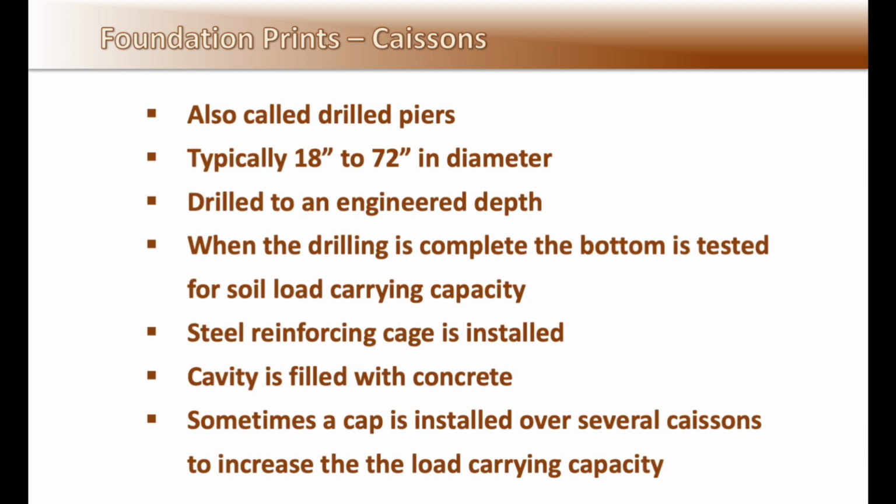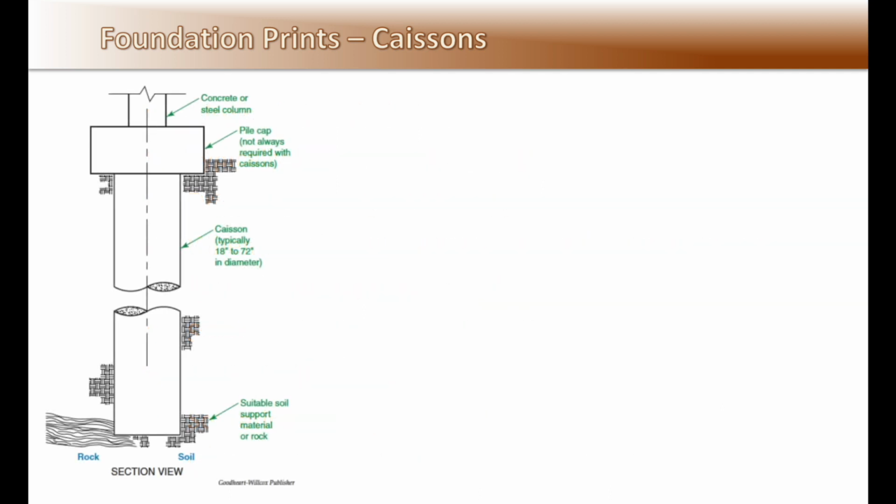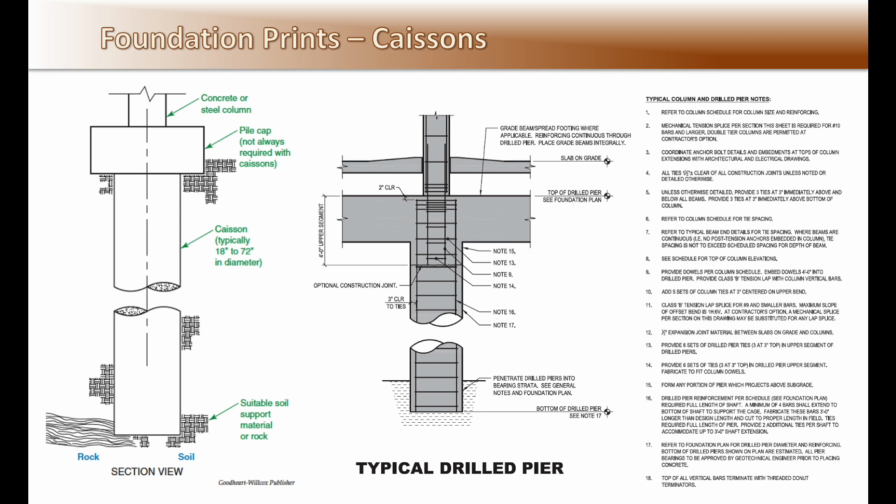Caissons. Caissons are also called drilled piers. They are like auger cast piles except larger in size and don't go as deep, typically 18 to 72 inches in diameter. They are drilled to an engineered depth. When the drilling is complete, the bottom is tested for soil load carrying capacity, and then a steel cage is installed. Next, the cavity is filled with concrete. And sometimes a cap is installed over several caissons to increase the load carrying capacity. Also note typical column and drilled pier notes.